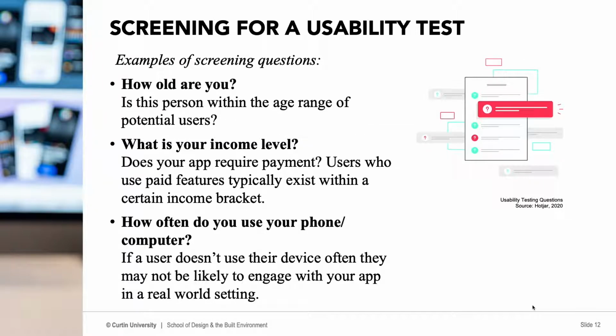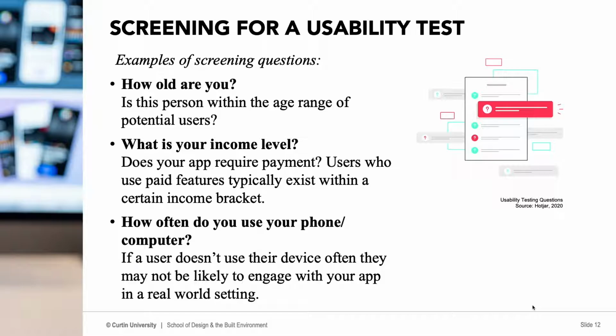Now, here are some examples of screening questions. You might ask something like, how old are you? Is this person within the age range of potential users? In your cases with the app briefs that you're working with, this is probably not so relevant, but for those of you who then go into commercial UX design, this will become relevant. So asking a question like, what's your income level? Particularly if your app requires payment or there's a paywall, users who utilize those types of paid features typically exist within a certain income bracket and represent a particular demographic. So that might be an important thing for you to ascertain.